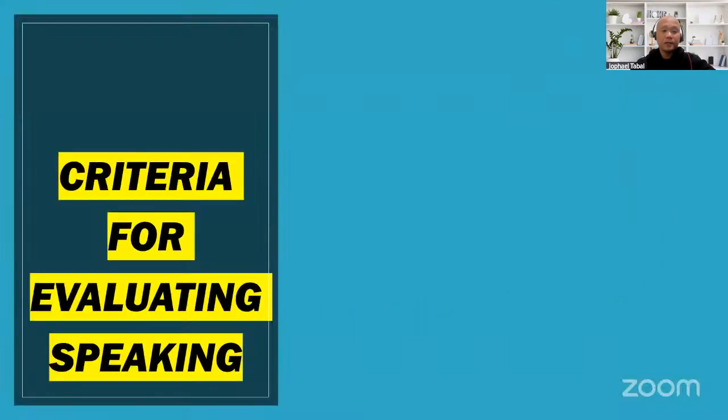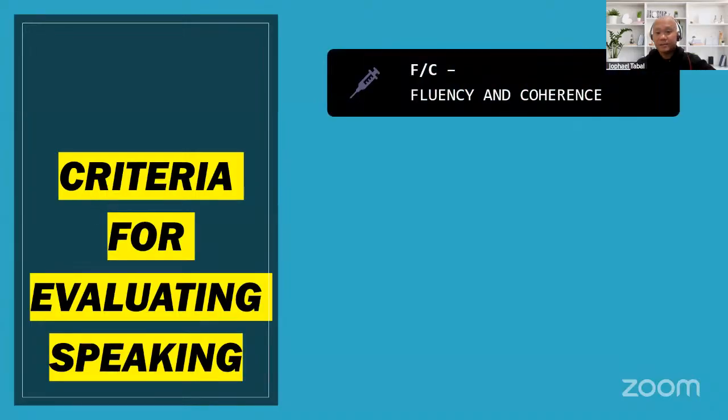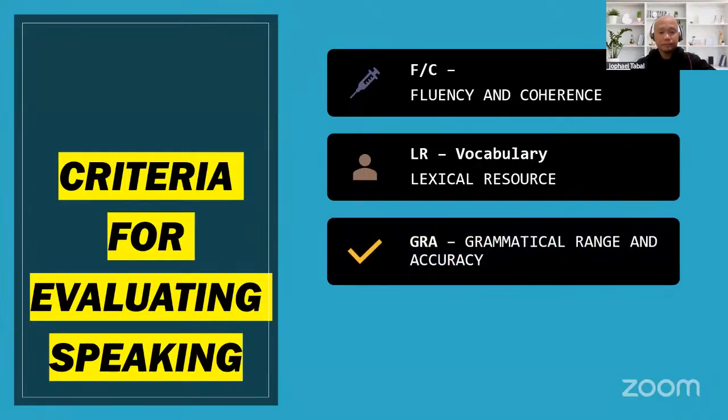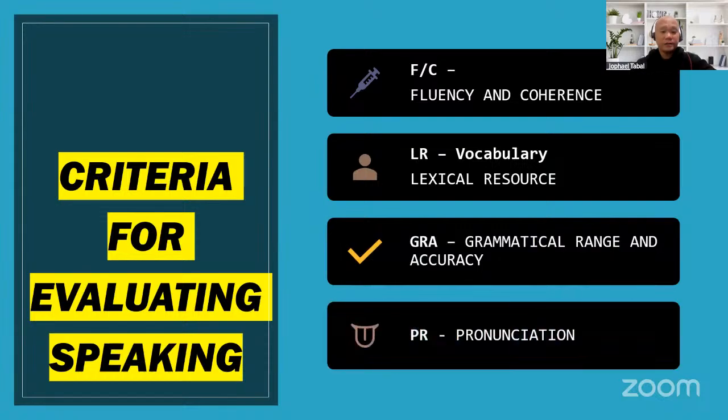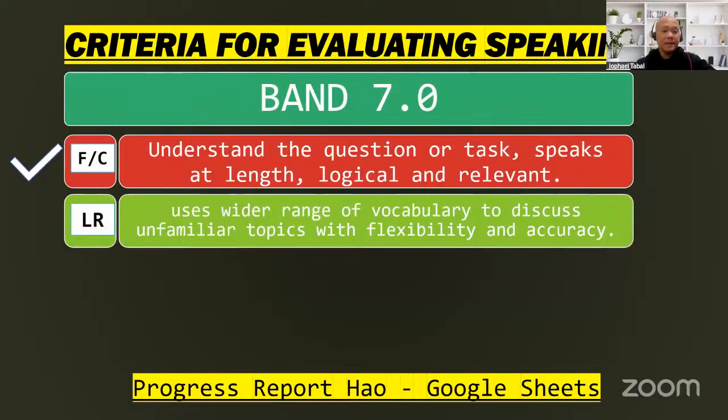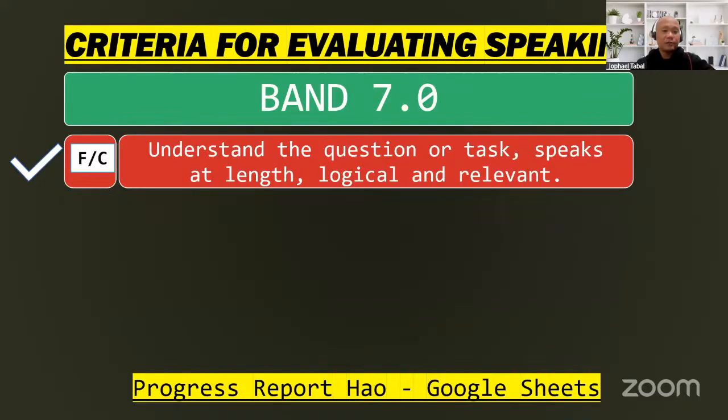And to understand the IELTS speaking part 3, let's first understand here the criteria on how the candidate is awarded. So we have here fluency and coherence, FC, LR, lexical resource or vocabulary, GRA, grammatical range and accuracy, and PR or pronunciation. Now let's take a look at band 7 for each criteria.